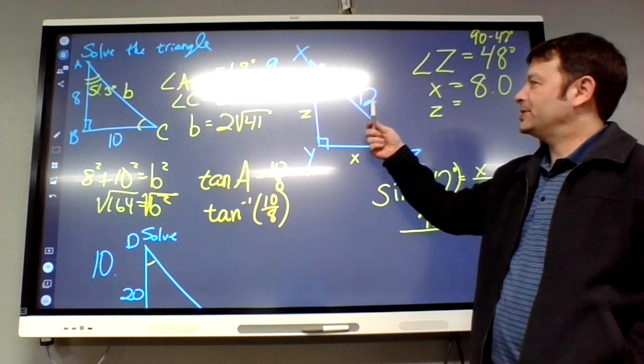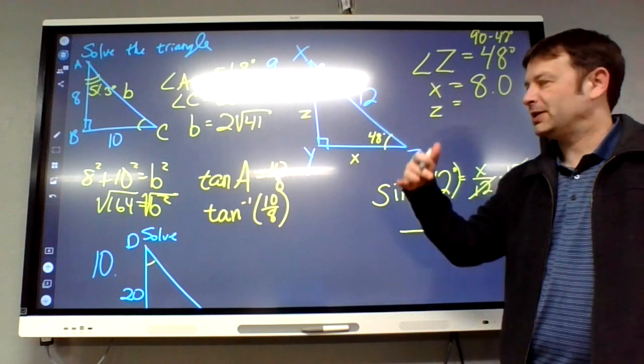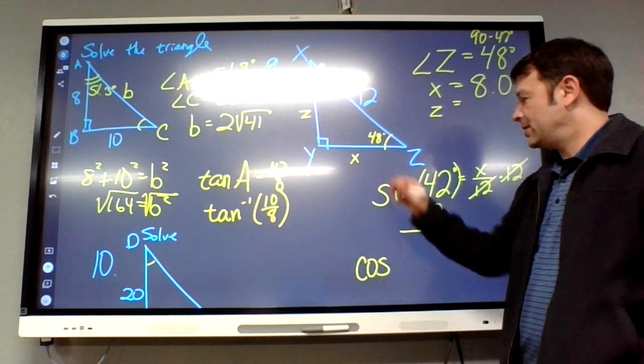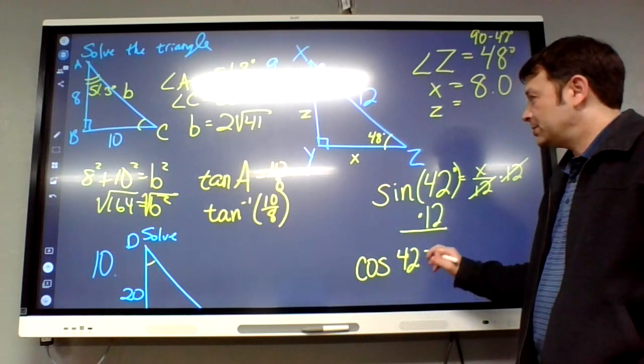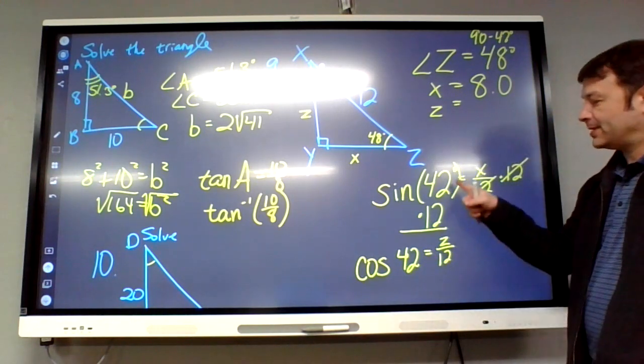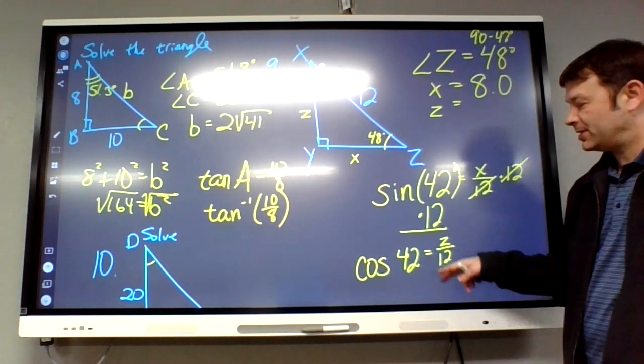The side we know is the, so we need to use, what do you? Cosine. Cosine does adjacent over hypotenuse. So cosine of that angle should equal adjacent over hypotenuse. Now, it's almost the same thing, right? It's times 12, except for this time it's cosine.